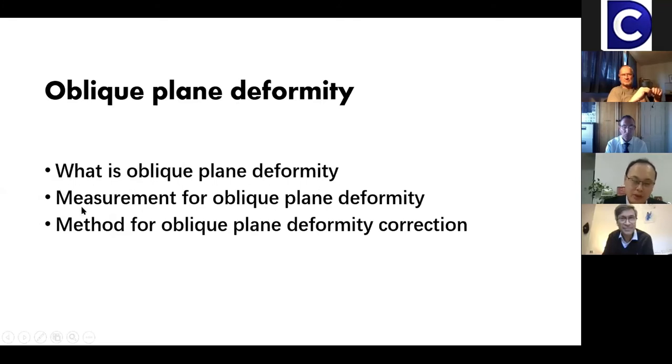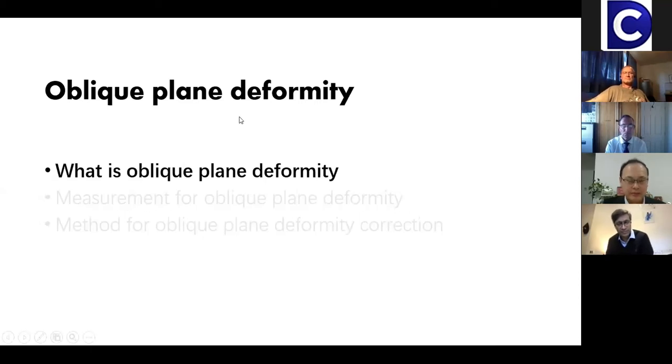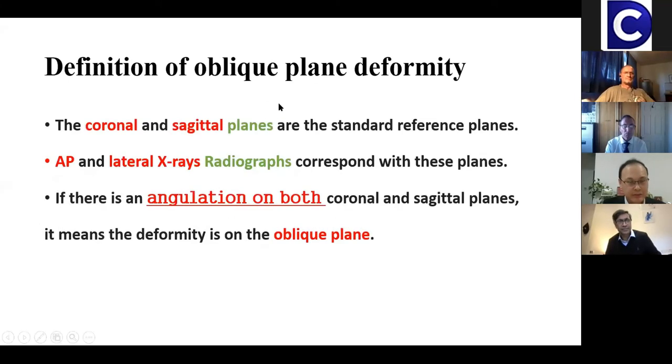And then I want to talk about the measurement of the oblique plane deformities, and then the method for managing oblique plane deformities. So, the three parts. I think the first two are the main ones. Firstly, what are oblique plane deformities? What's oblique? The definition is very important before we talk about anything.